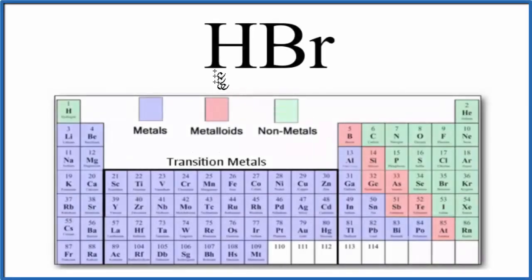In this video, we'll look at whether HBr, hydrobromic acid, is ionic or covalent. The short answer is it's covalent, but it's polar covalent. So let's take a look at what that means.